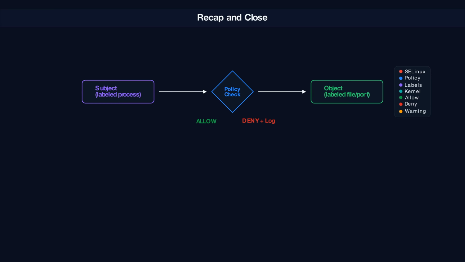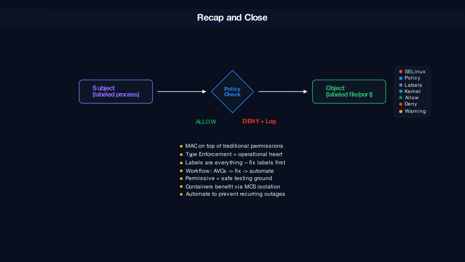The key takeaways from this masterclass. SELinux adds mandatory access control on top of traditional Linux permissions. Type enforcement is the operational heart. Types on processes and objects drive all policy decisions. Labels are everything. Wrong labels cause most production issues. The fix workflow is always the same. Inspect AVC denials, fix labels or ports or Booleans, and codify it in automation. Permissive mode is your safe testing ground before enforcing.